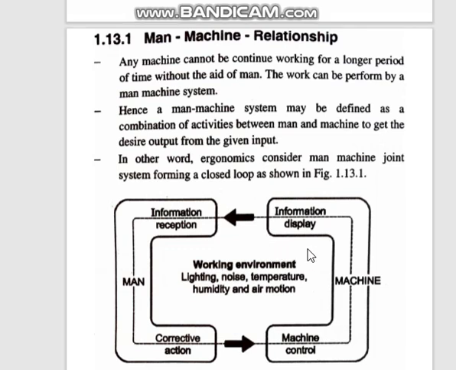So this man machine closed loop system has the working environment. It has lighting, noise, temperature, humidity, and air motion. All these things form the working environment in which they are working. Okay, this is the man machine system.